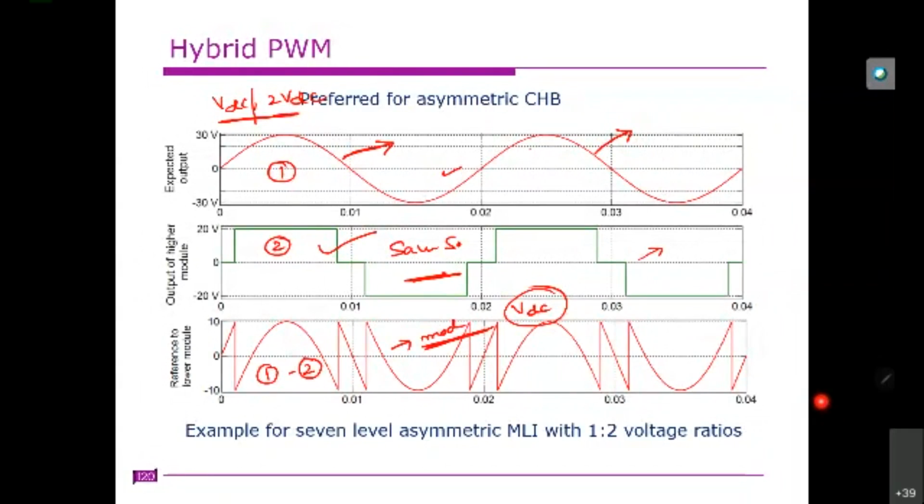For that, we just subtract this one. From this 1 and 2, if you subtract this, this will be the modulating signal for the other H bridge. If you combine this one, you will get a sine wave. Is it clear?